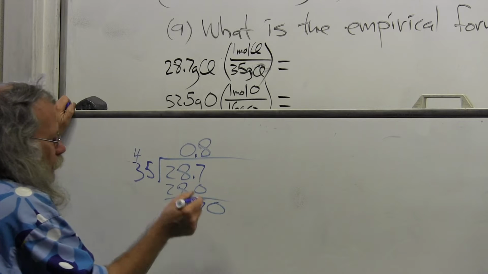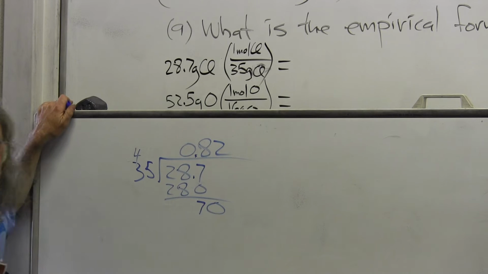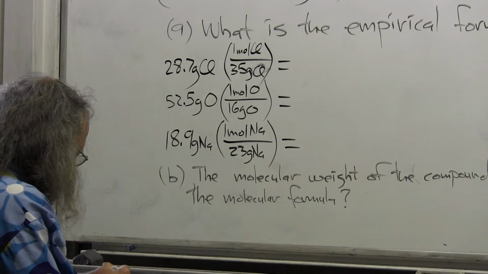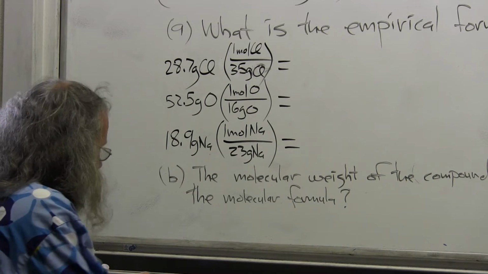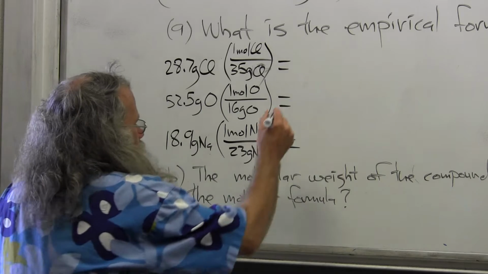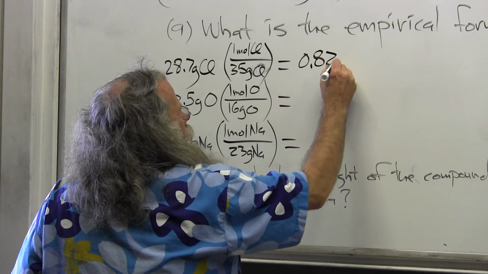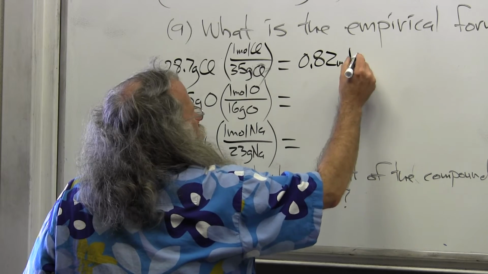Bring the 0 down. 35 goes into 70 2 times. So this equals 0.82 moles of chlorine.